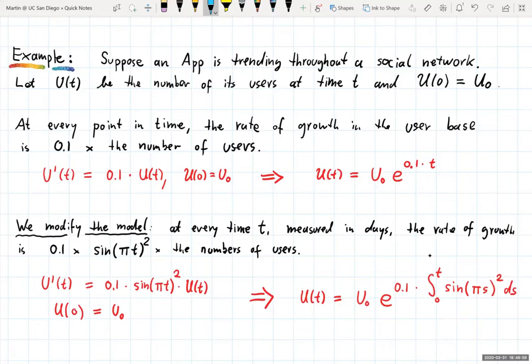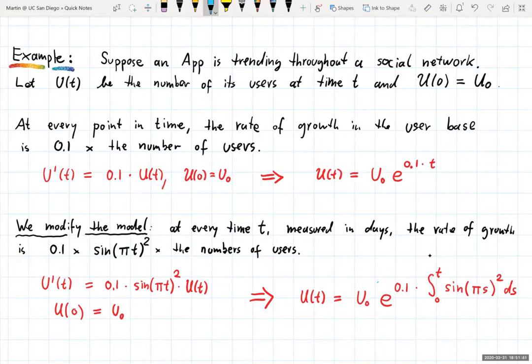And at this point, I recommend you to actually verify that this follows from the formulas from the previous lecture. Now, what is the integral of the sine of pi times s to the square integrated from 0 to t? Well, there's an explicit formula for that, but actually we are not as much interested in this class in such an explicit formula. Instead, let's take a look at the graph of these two functions.